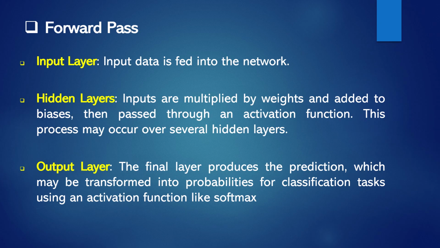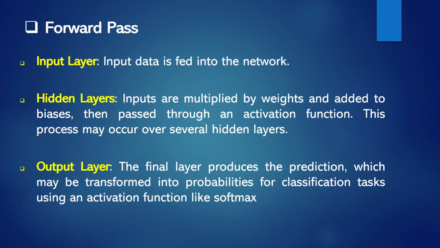The backpropagation algorithm involves two main steps, the forward pass and the backward pass. The first one is the forward pass. In a forward pass, there are three main layers: input layer, hidden layer, and output layer. First one is the input layer. Input data is fed into the network. In a forward pass, the input data is fed into the input layer. These inputs combined with their respective weights are passed to hidden layers.